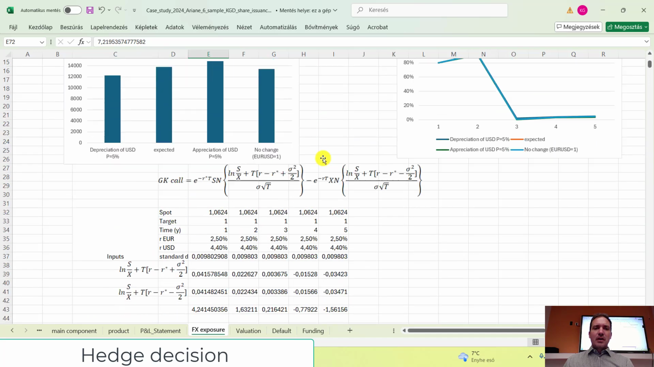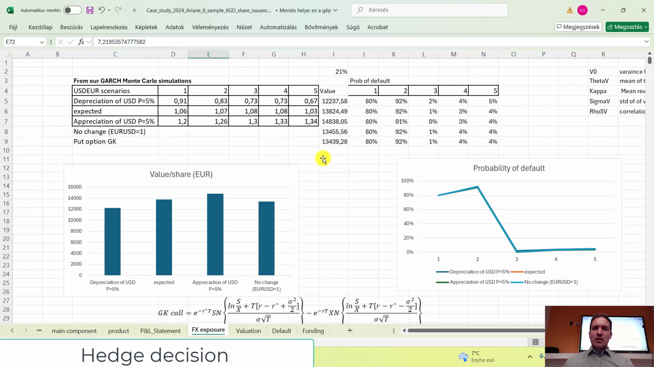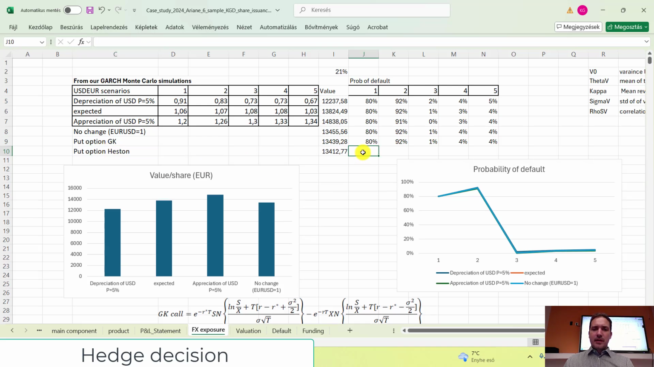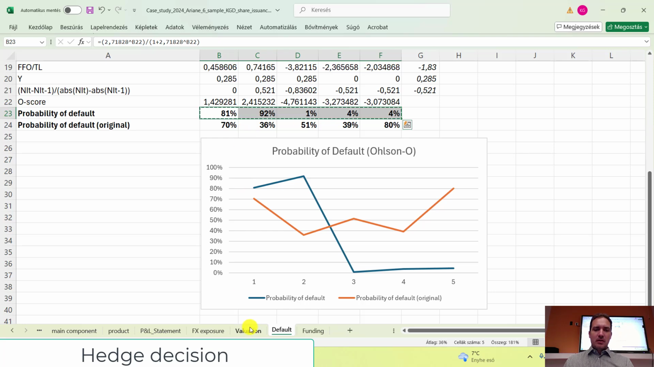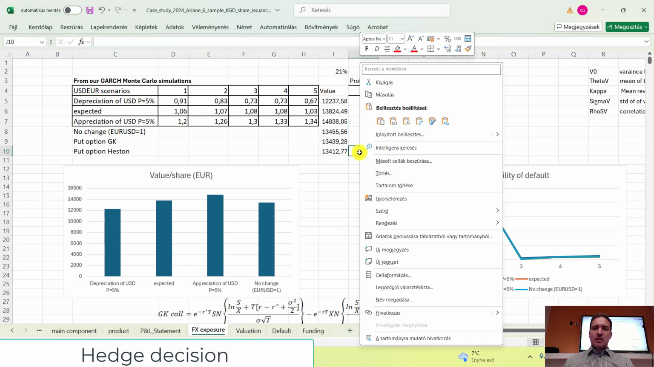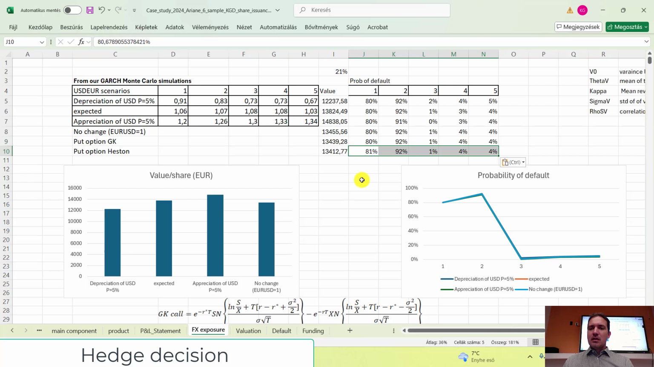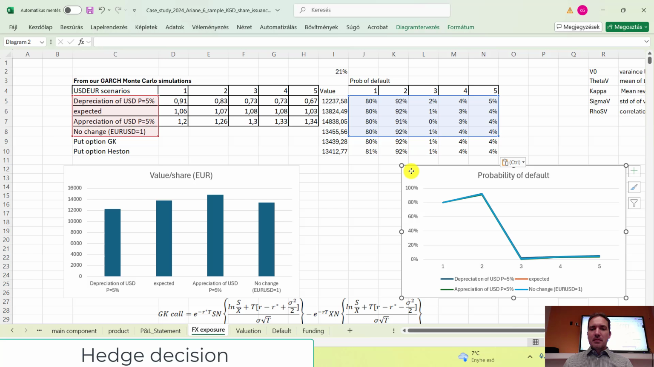So in terms of valuation, now Heston. It's a bit smaller. In terms of default, I think it will be the same. Yes. No, 1% increase. So they are the same.